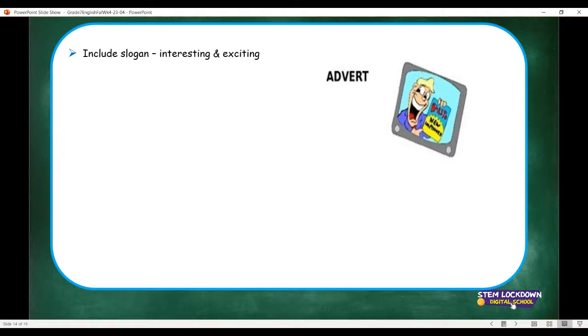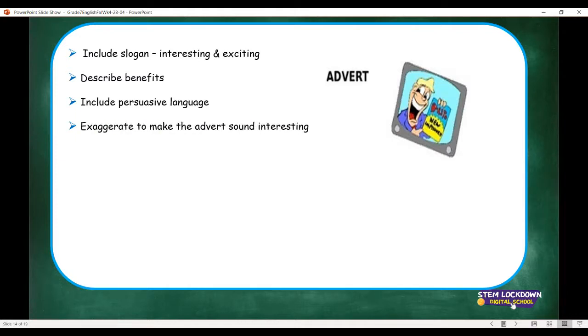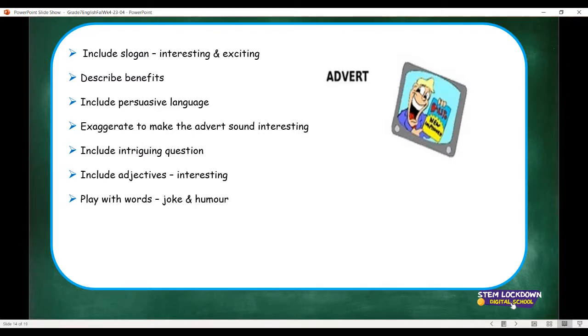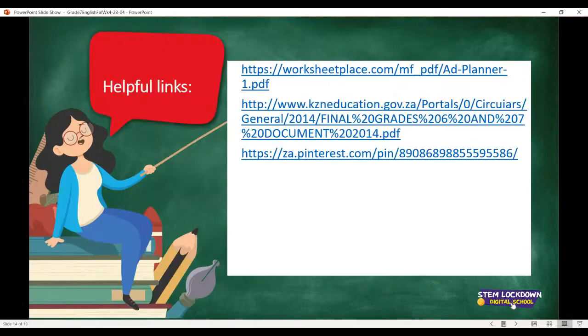So now we need to check. Did we include a slogan that was interesting and exciting? Describe the benefits of your advert. Did you include persuasive language? Did you exaggerate to make the advert sound interesting? Did you include any intriguing questions? Did you include adjectives that were interesting? Did you play with words and make some jokes and humor? Did you include bullet points, titles, and subtitles? Did you include a diagram or a picture?